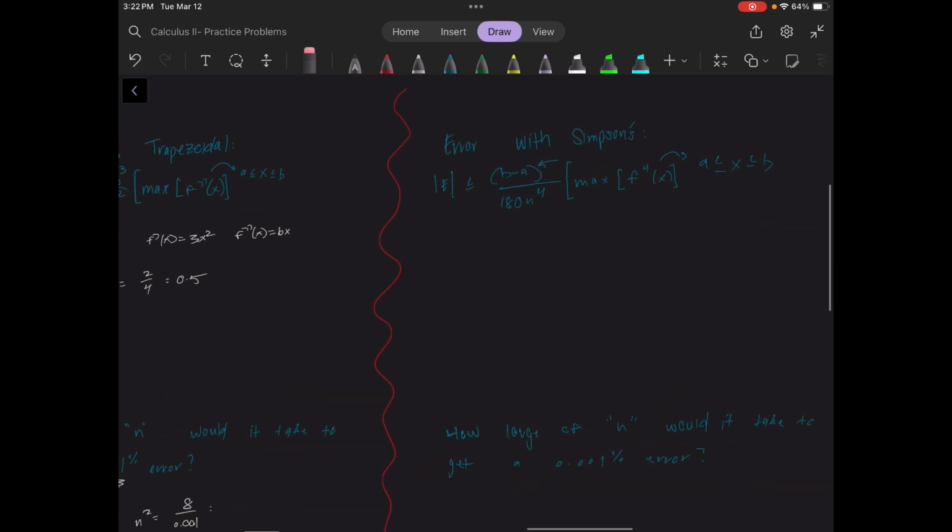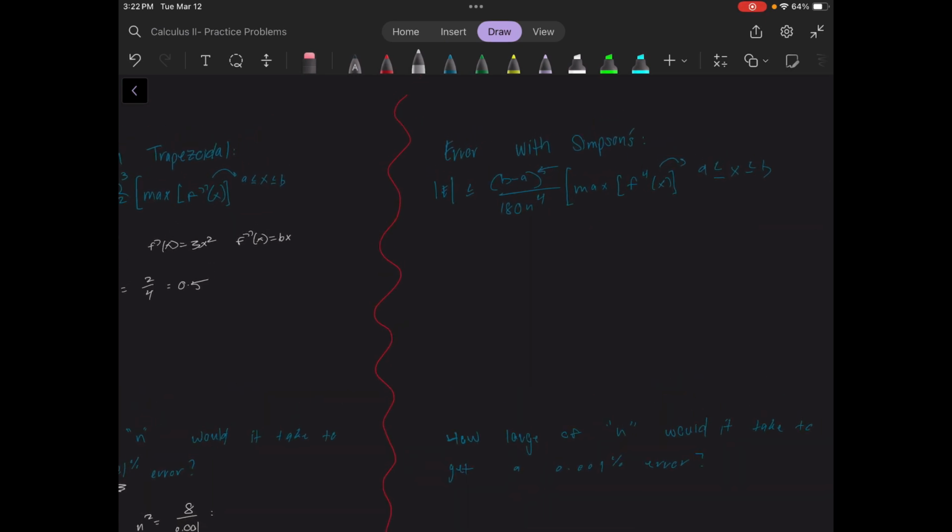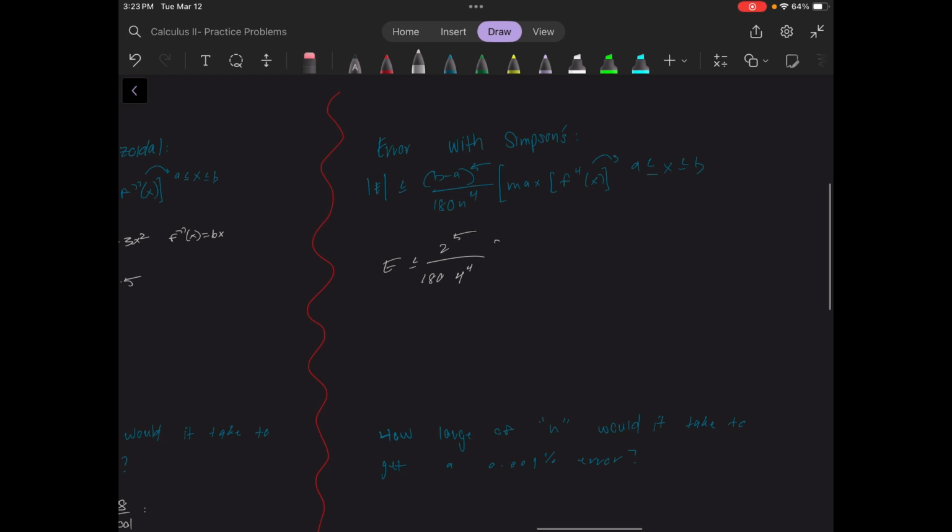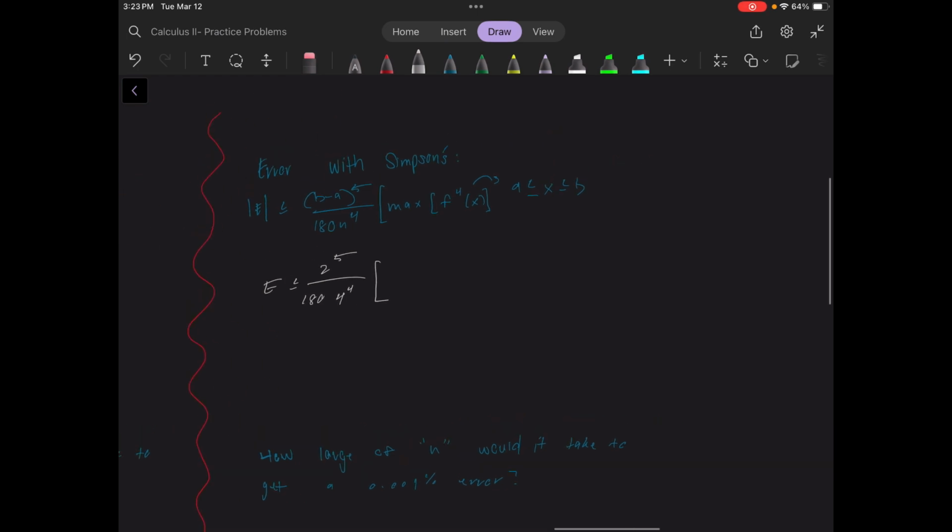So let's see, error. First of all, what is the error? Error, b minus a, we said was 2 to the 5th power over 180. N was 4, so we have 4 to the 4th power. What is the max? Well, we said that f double prime of x was 6x, so f triple prime of x is 6. And what is the 4th derivative? Derivative of 6 is 0.